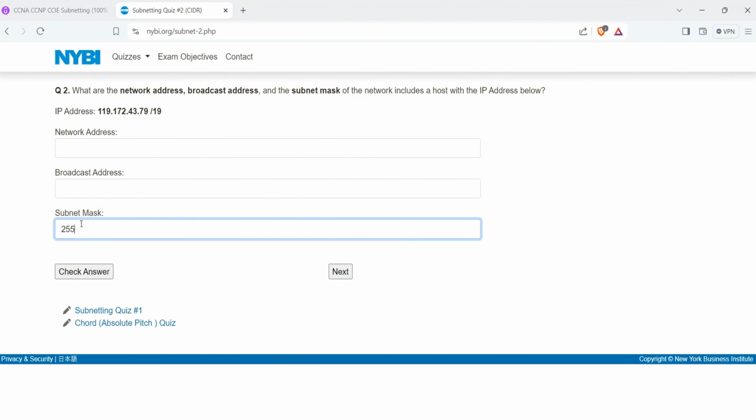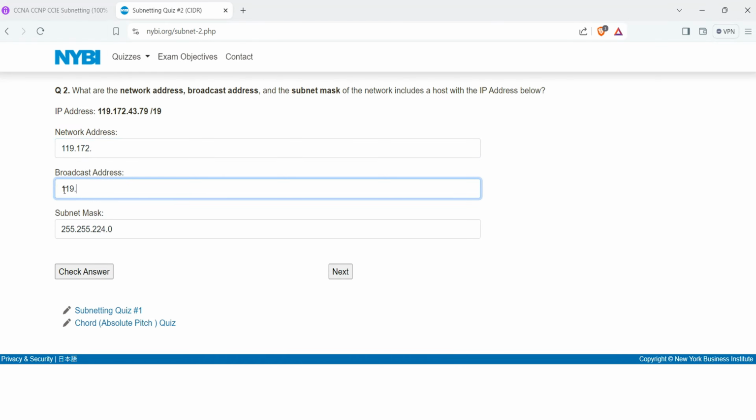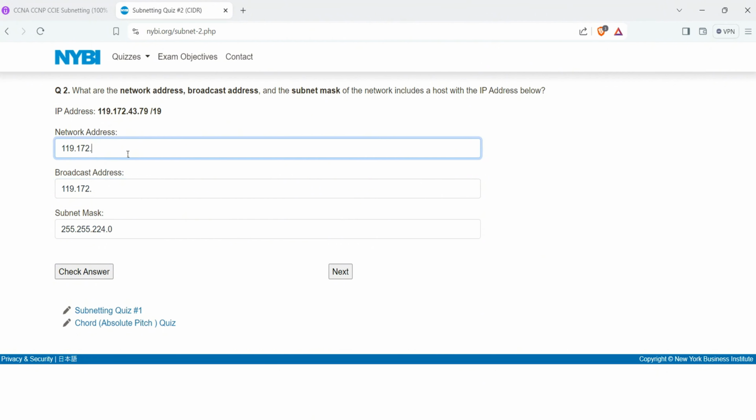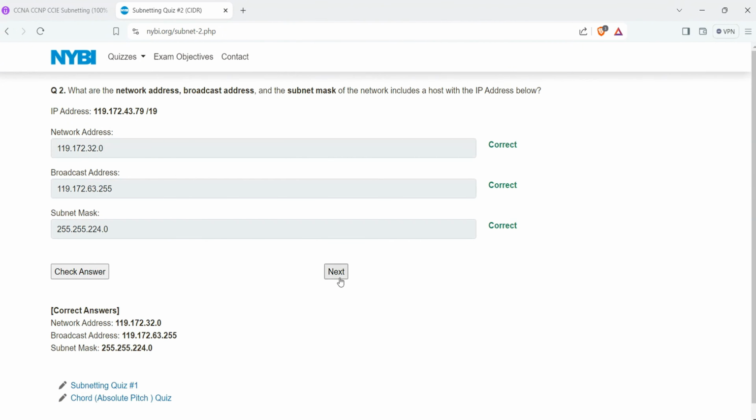Slash 19. 255 is 8 bits, 16 bits. I need three more bits, 224.0. Which numbers don't change? 119.172 dot what? Okay, 119.172 dot what? And let's see what's the number over here. Now watch this. Where do I put the number 43? Okay, first of all, the jump start is 128, 64, 32. So the jump start is 32. Where does 43 fall under? Okay, 0, 32, then 64. So 32.0, and the next network is 64.0, which means 63.255 is a broadcast. And check answer. There we go.